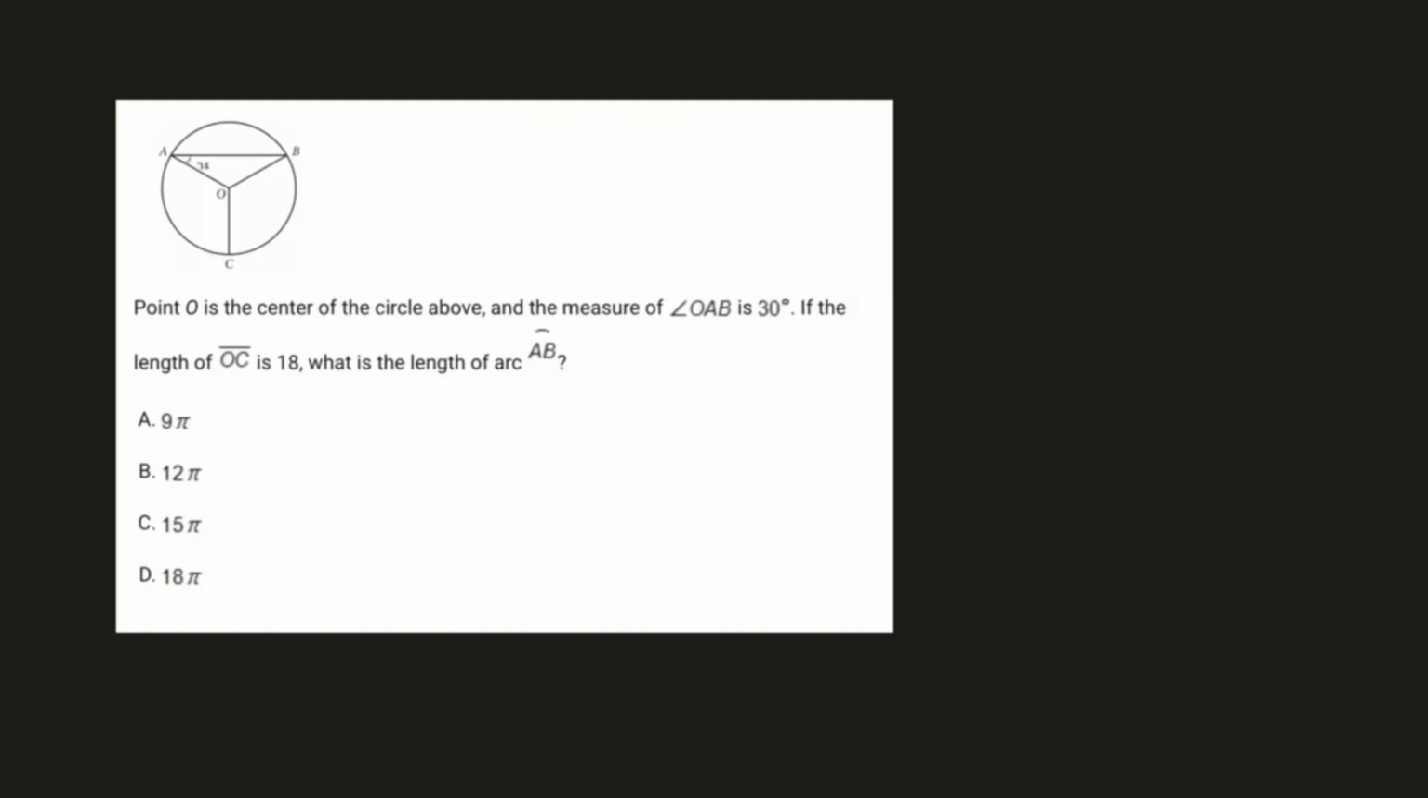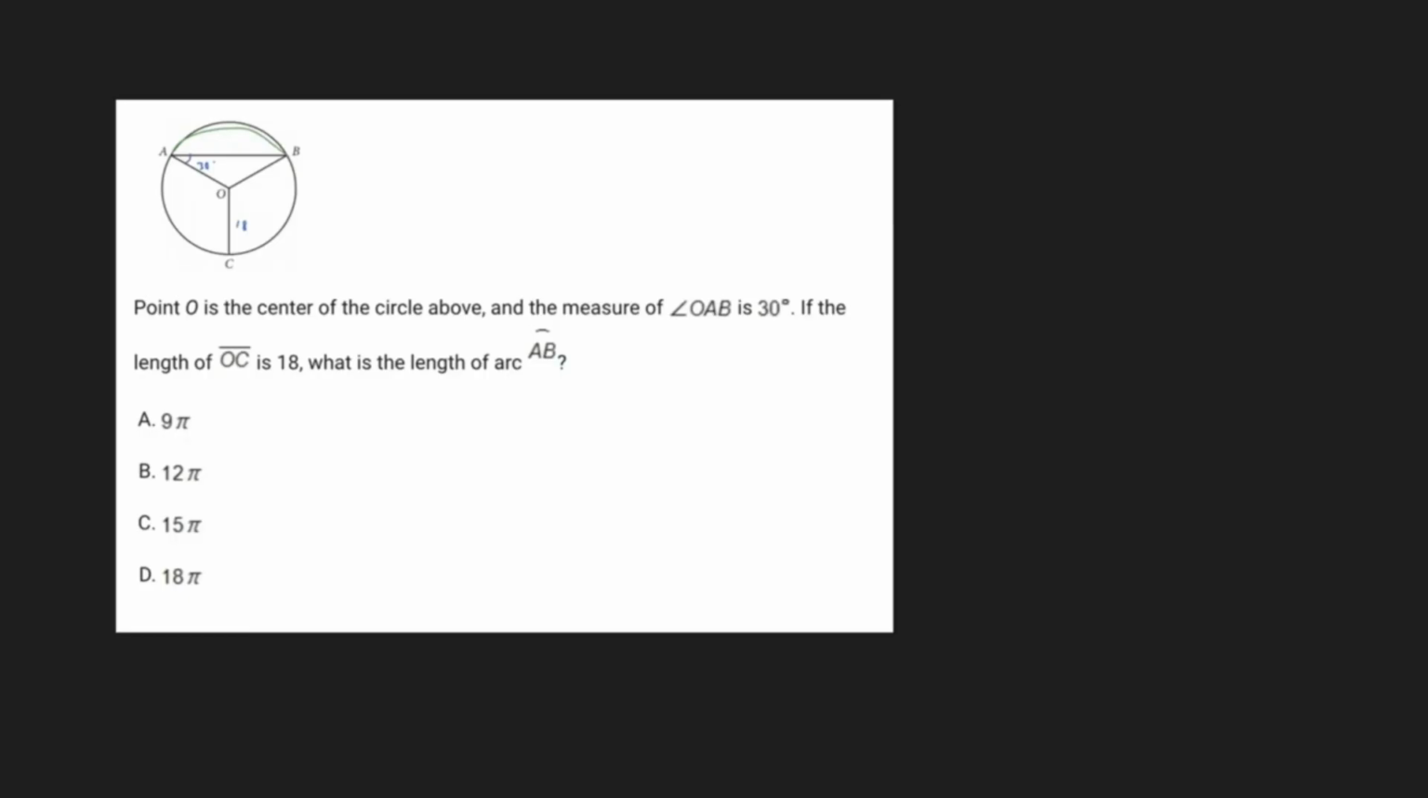Boom. If the length of line segment OC is 18, so this is 18, what is the length of arc AB? So I think this is the minor arc of AB right here. Well, the first thing to note here is that OC represents the radius. Because it goes from one point on the circle to the center, we know that the radius has a value of 18. Now the same thing happens from B to O, as well as A to O.